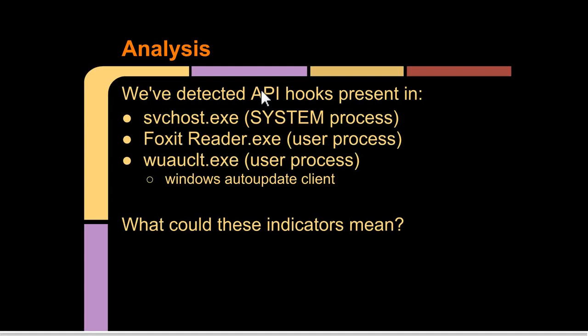Also, the presence of API hooks in Foxit Reader indicates that perhaps that was the initial vector. So this could all possibly be some malicious PDF hitting your network. And Windows Update Auto Control is a user level process. It may have also been infected. I don't know.